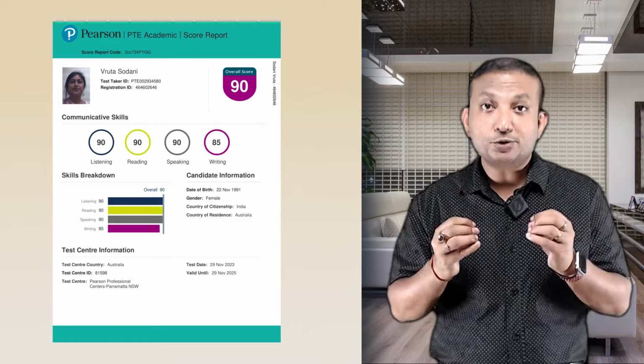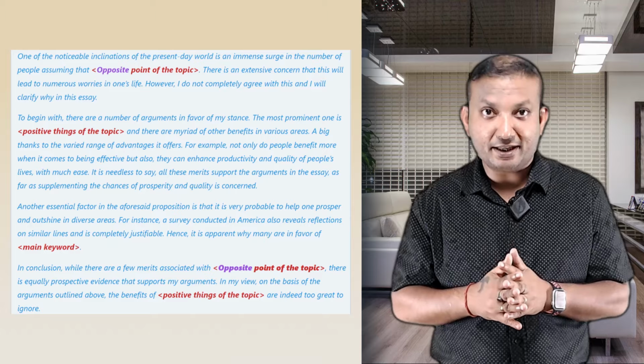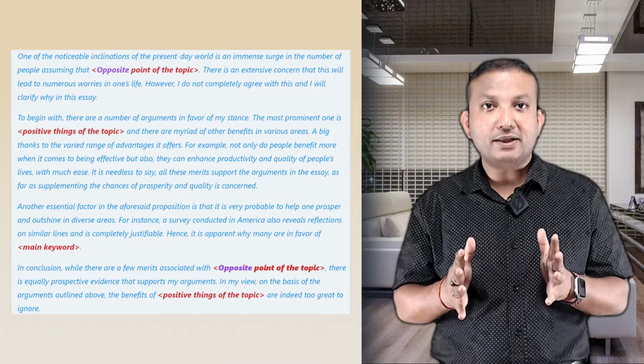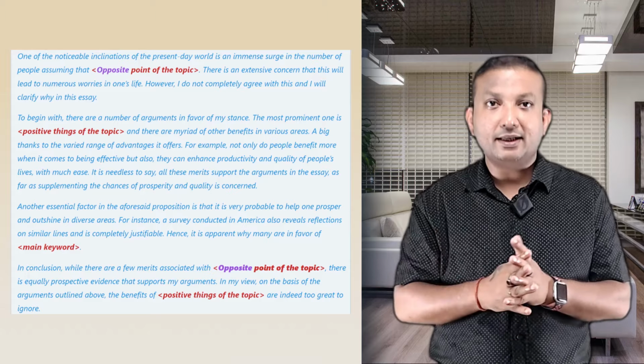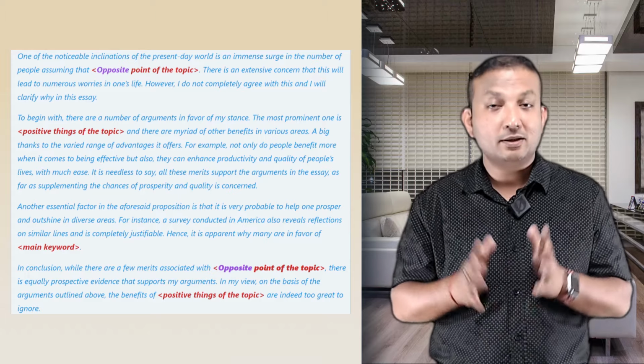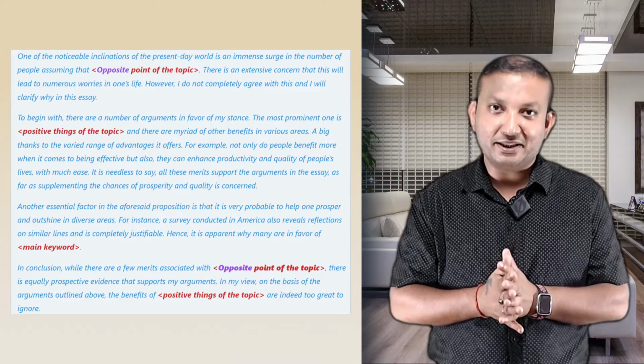See an example of the one-liner templates. You should avoid them if you're aiming for a 79 plus score. Some templates are even worse. Just one word, you put in the topic and the rest, everything is written for you. Please don't rely on these templates.